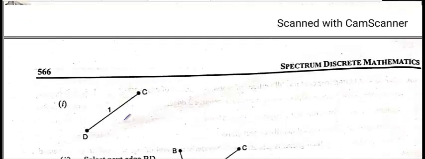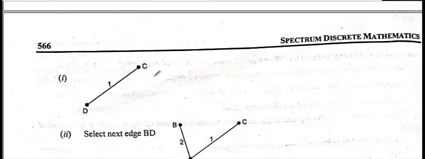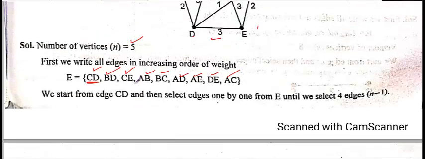Now what will you do in the next step? You will start from the minimum weight edge, CD. So first you start from CD. You have written that CD. Then you will select the edges one by one from the list.